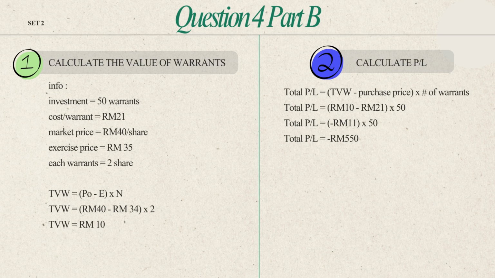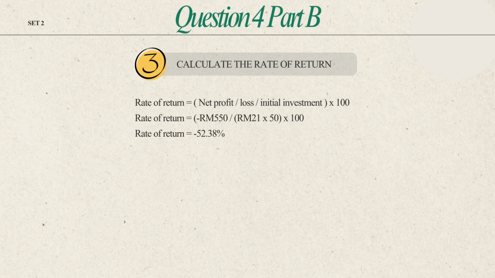Next step is we calculate the profit or loss. So the formula is total profit or loss equals the value of the warrant minus the purchase price, times the number of warrants. So 10 ringgit minus 21 ringgit times 50, and then we will get negative 550, which is a loss. For the last step, we need to calculate the rate of return.